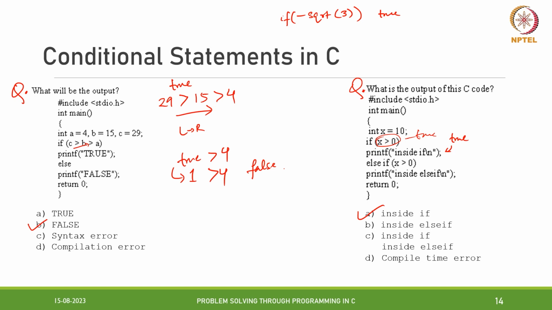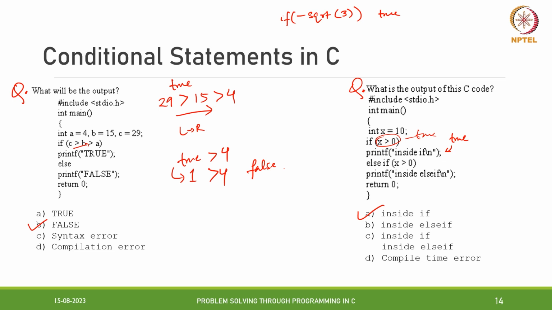Sir, can you please explain the first question again? Yeah, sure. So here in the first question we have two relational operators close by. So 29 greater than 15 greater than 4, that's how it is. And for relational operators, that is this greater than symbol, as you can see both are the same symbol, so they have the same precedence.